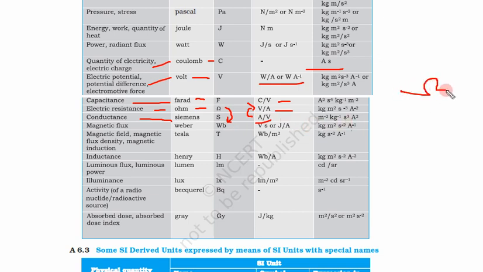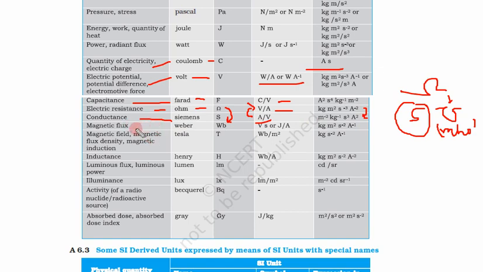Previously this opposite of ohm, or Siemens, was called mho. We just reverse ohm and call it mho. Instead of ohm we call it mho. But right now we know this is called Siemens. So this is meter to the power -2, kilogram to the power -1, second cube, ampere square. Just reverse all the powers.